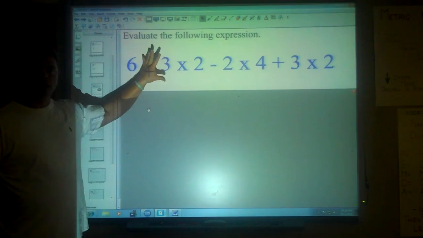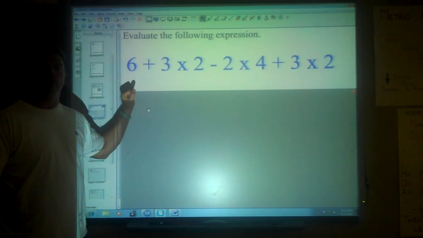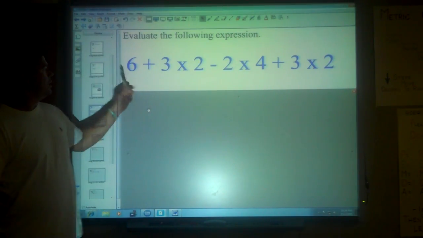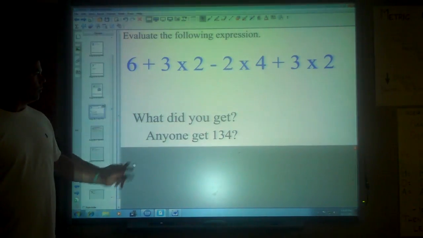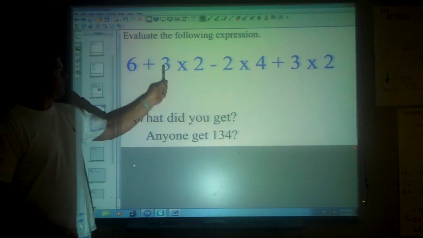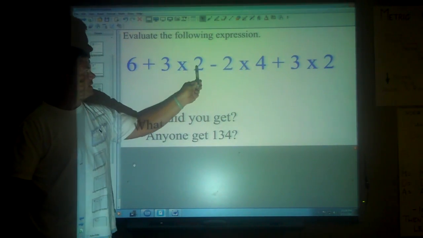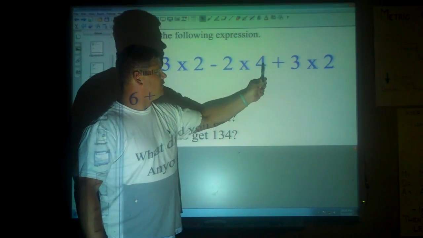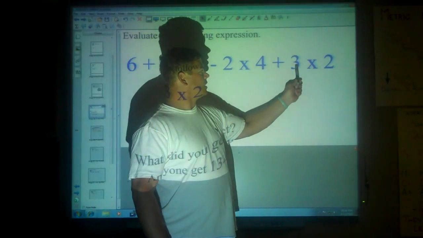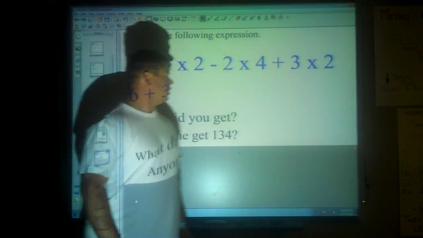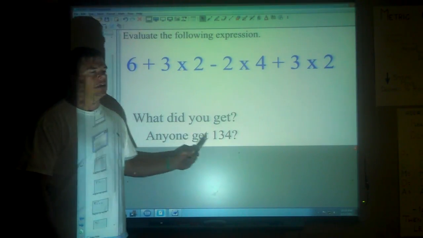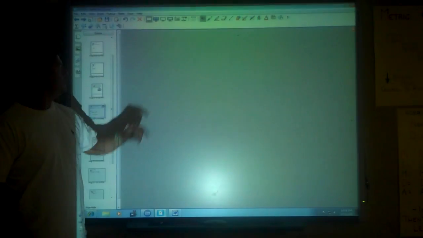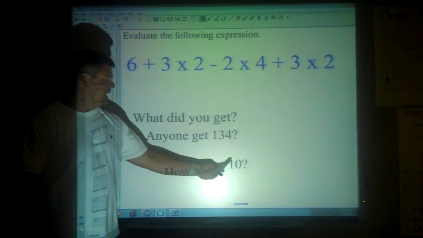It's possible that if not everyone follows the same order of operations, someone might get the wrong answer for this. Somebody might get 134. 6 plus 3 is 9. 9 times 2 is 18. 18 minus 2 is 16. 16 times 4 is 64. 64 plus 3 is 67. And 67 times 2 is 134. I've seen a lot of people get 134 from this, but we really should get 10.